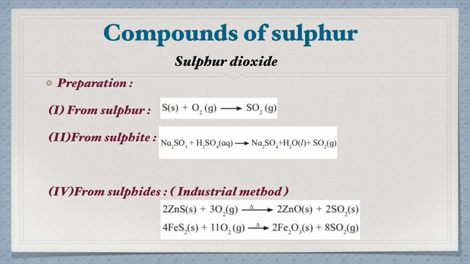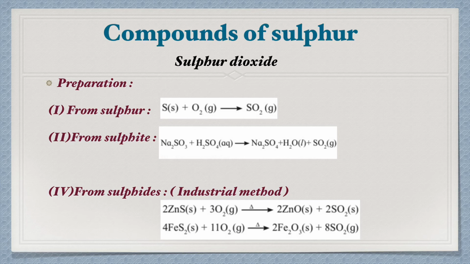Okay, so first one, from sulfur, it is simple. Sulfur reacting with oxygen will give me sulfur dioxide. So we can say that sulfur dioxide gas can be prepared by burning of sulfur in air, and always remember you have to balance the reaction.